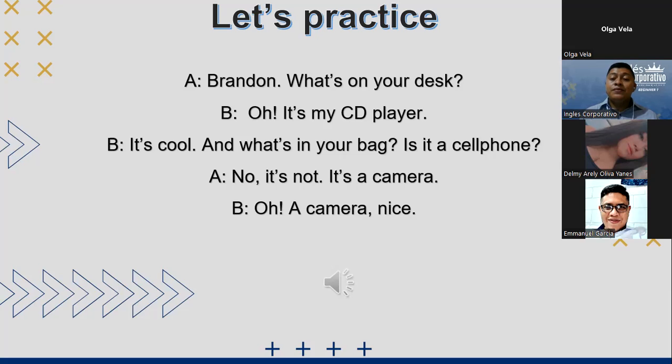Is it a cell phone? It's a yes, no question, right? Is it a cell phone? ¿Es un celular? So, no, it's not. It's a camera. So let's listen to this conversation.